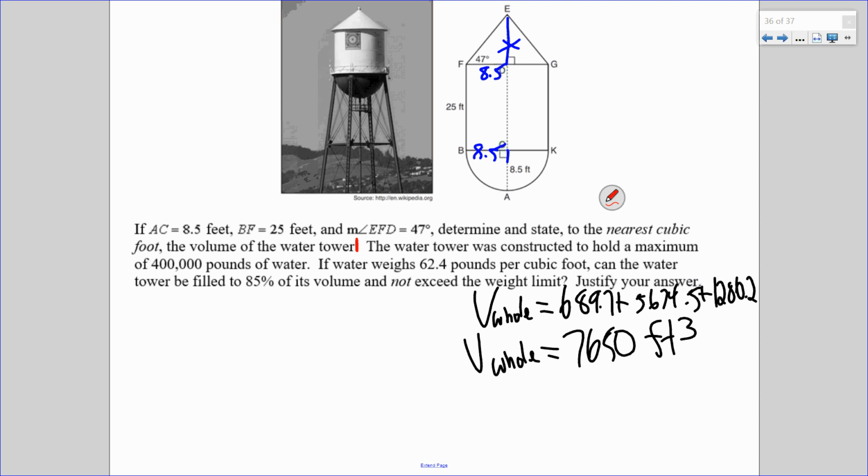Why do I gotta make it so confusing? Why have to word it like that? I don't know what to tell you. Basically, is the whole tank going to be full? No. So I don't care about its full volume. I want 85% of its volume.